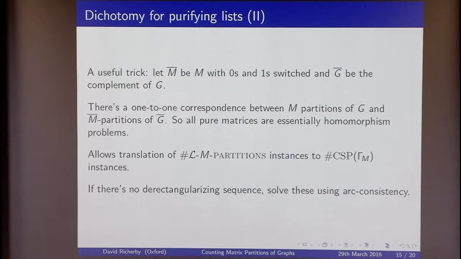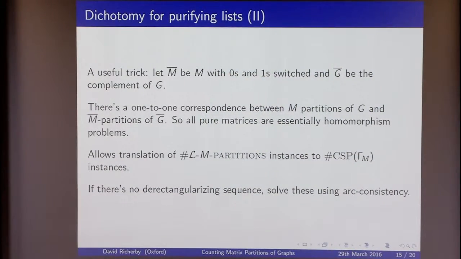Okay, so this I've already mentioned implicitly. If you flip the zeros and ones in the matrix, this is equivalent to flipping edges and non-edges. Okay? So counting matrix partitions of a graph is exactly the same thing as counting the complementary matrix partitions of the complementary graph. And this is the thing that actually allows us to translate purifying instances into and back from constraint satisfaction problems.